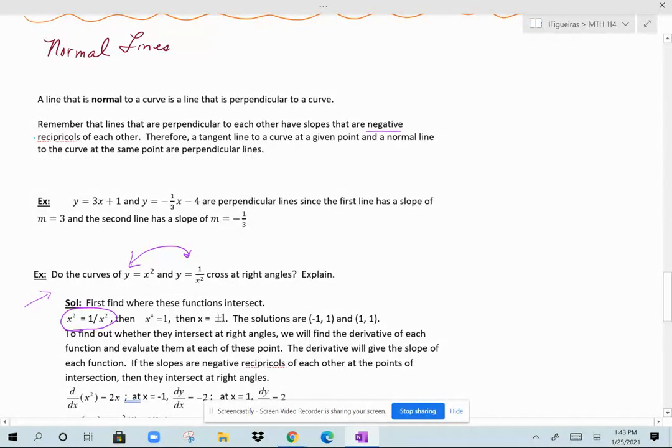So when is x squared equal to 1/x²? If you multiply both sides of the equation by x squared, you would get that x to the 4th equals 1. And when you take the 4th root of this equation, you would get that x is equal to plus or minus 1. That means that these two curves are going to meet at -1 and at +1. And to know what the actual points are, you would plug in +1 and -1 into either function, and you would find that the points of intersection are (-1, 1) and (1, 1).